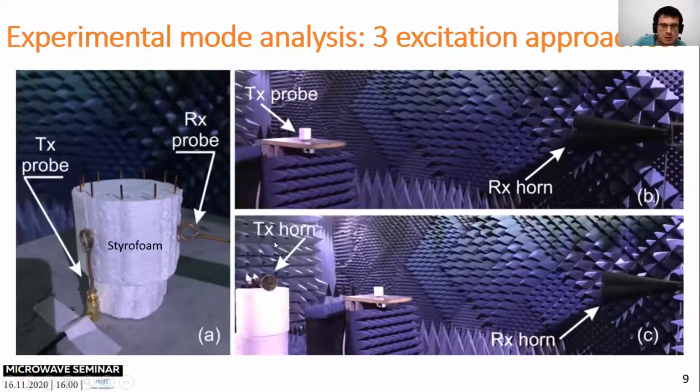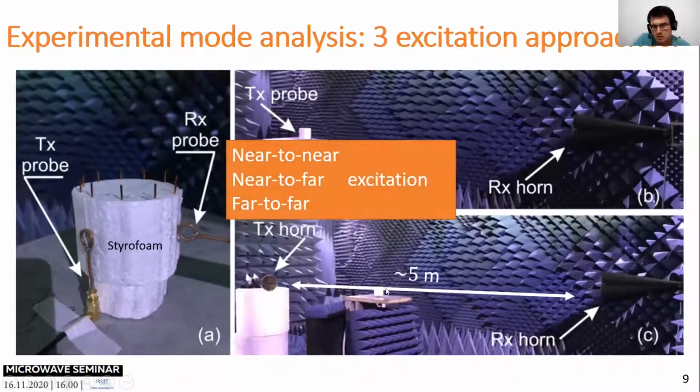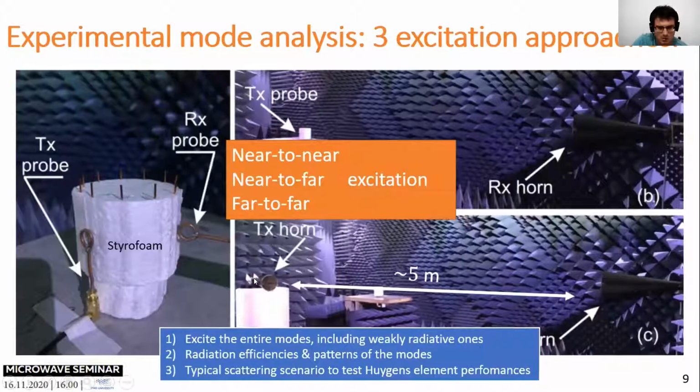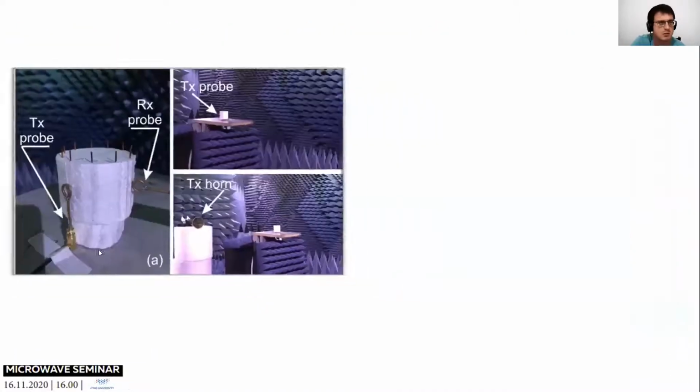And then the final one is related to the so-called far to far field radiation. This is just a classical approach to check, for example, Huygens element properties, in order to define the total scattering efficiency from this structure and compare that with the simulation analysis and theoretical predictions. Just the technical part: it was fixed at a distance of about 2.5 meters from the sample to the receiving particle. And again, the third one is a typical scattering scenario that allows us to test this Huygens element performance.